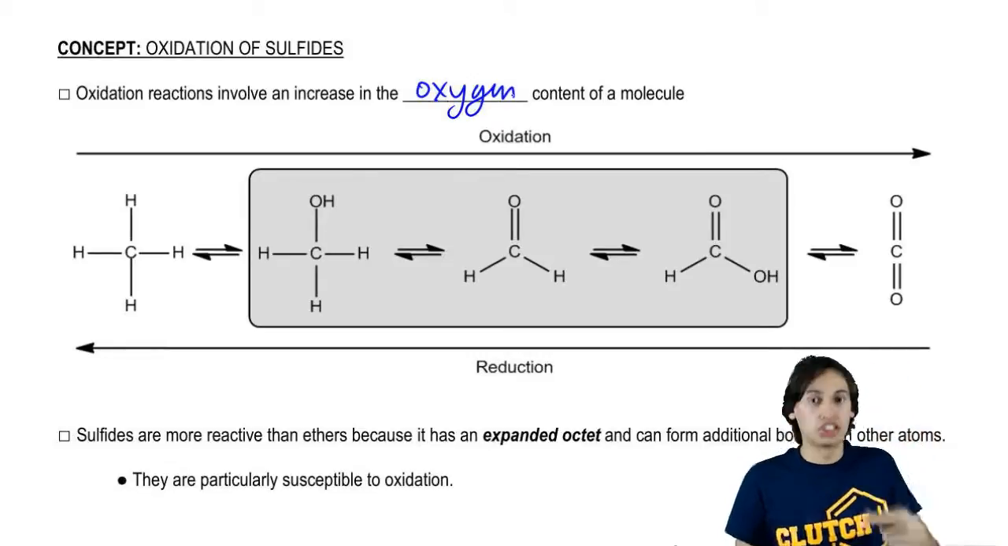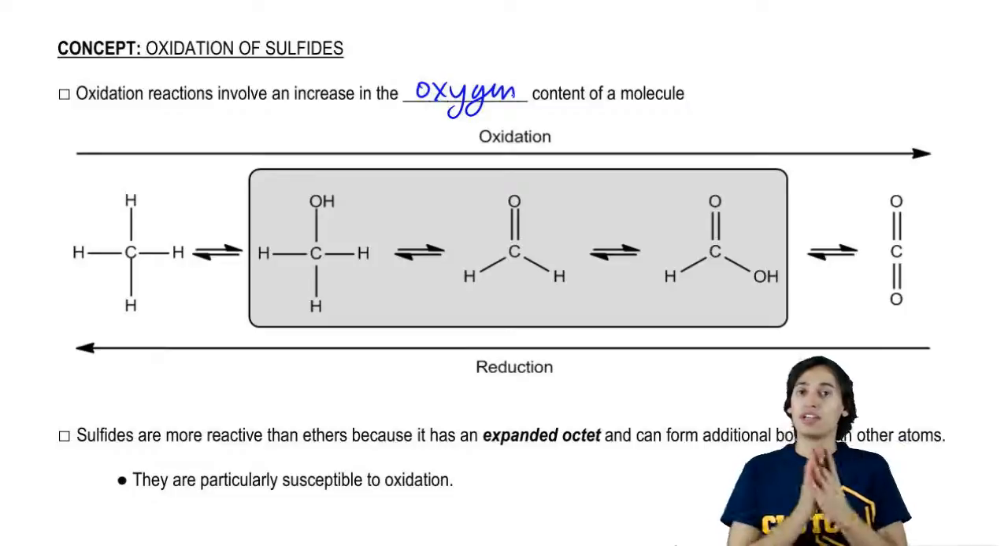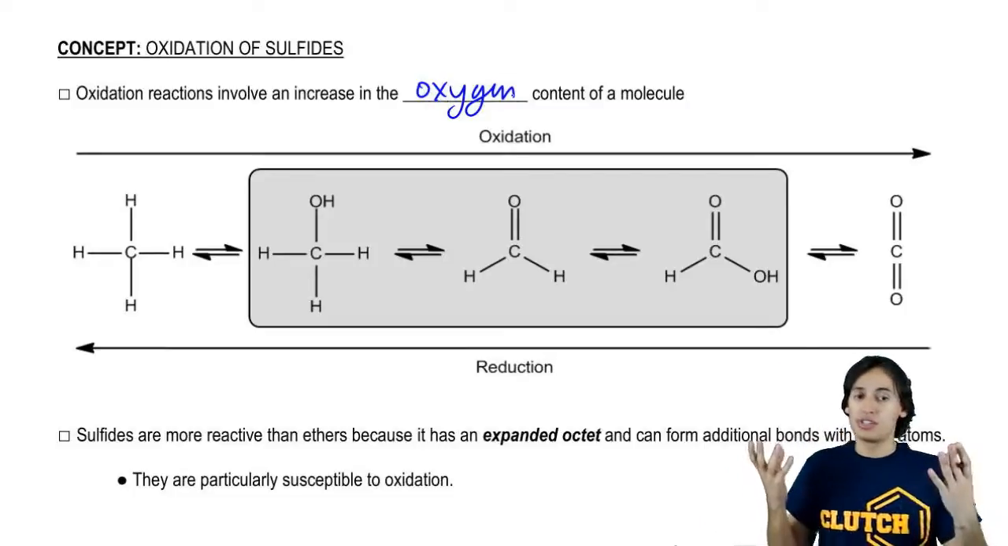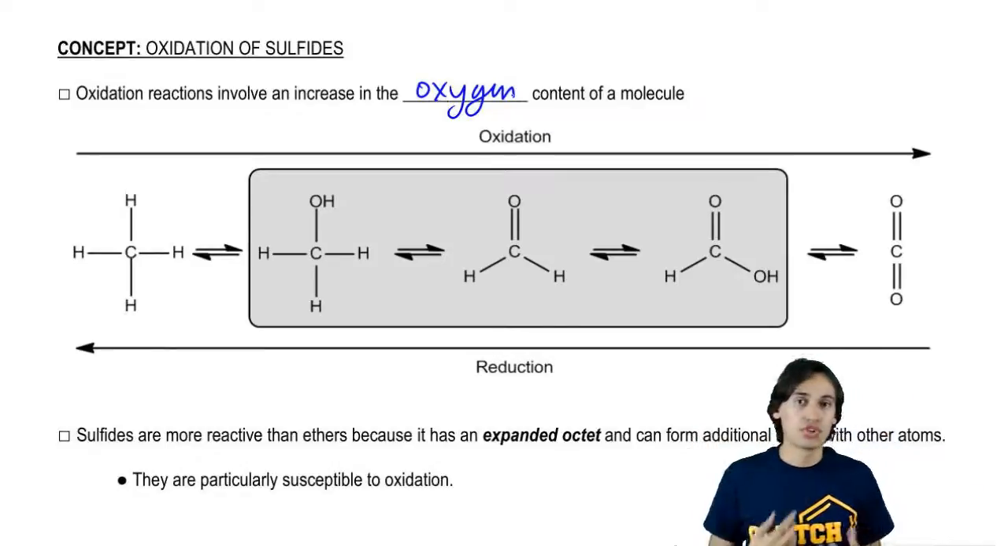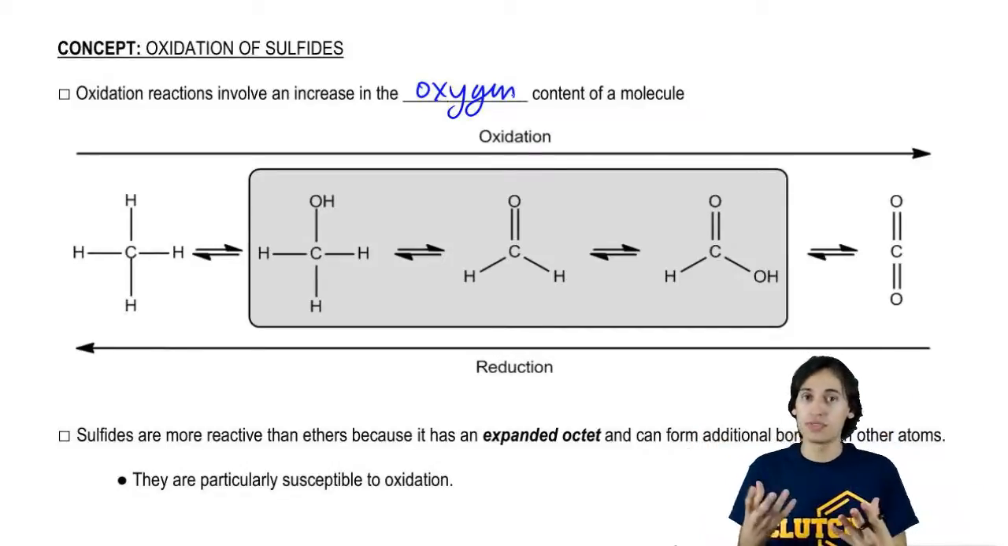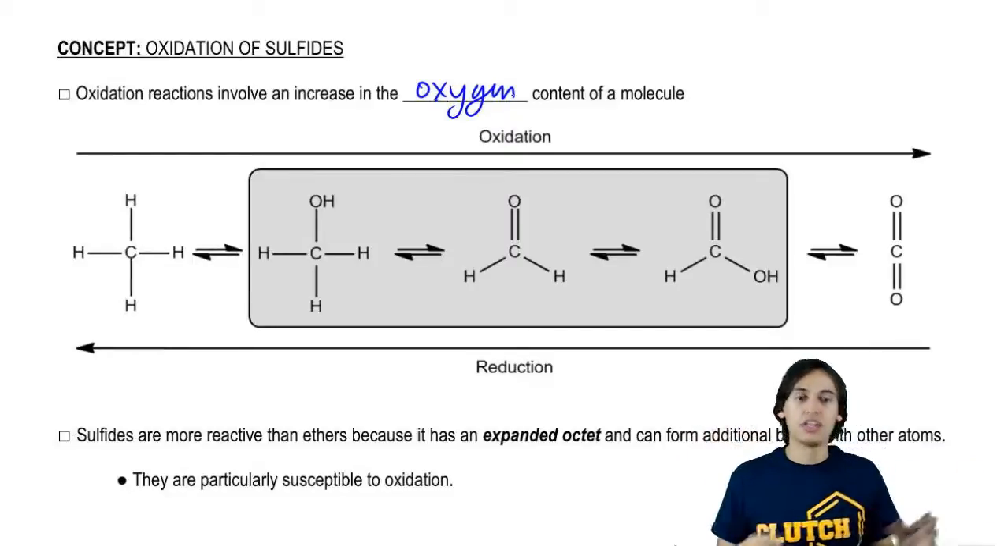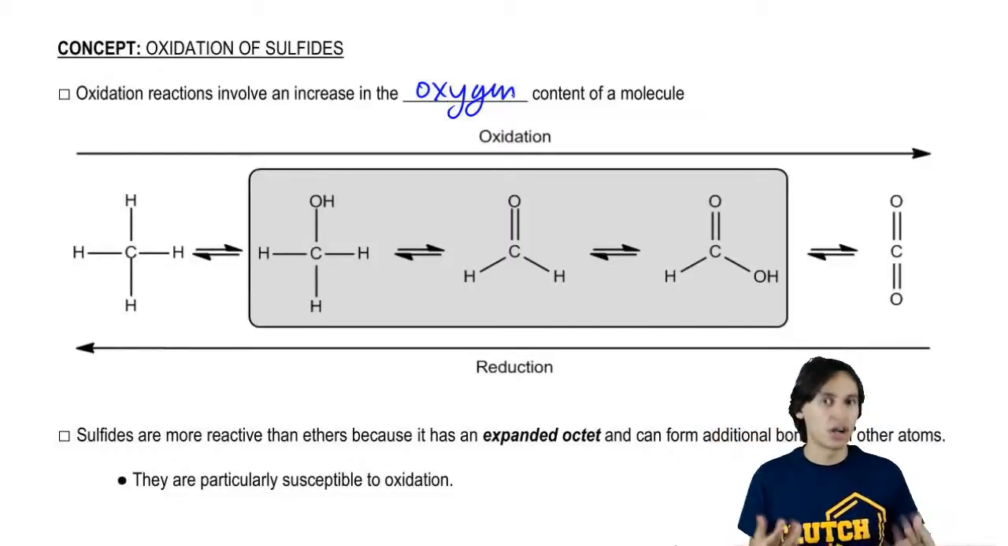Now that doesn't mean that you're actually adding oxygens. It could just mean that you have more bonds to an oxygen. So this is a scheme, a little table that I use during my oxidation reduction lectures. What you should know about it is you can see the pattern: as we move to the right, these molecules have more and more bonds to oxygen.